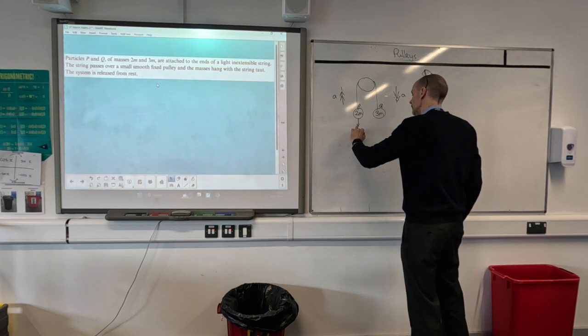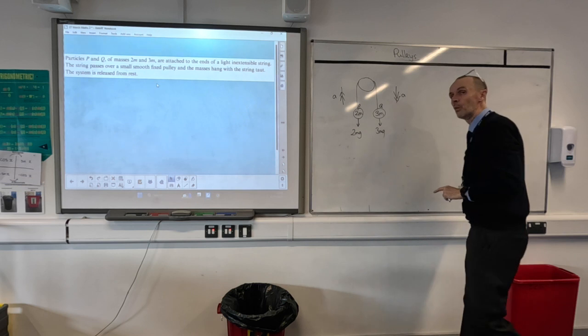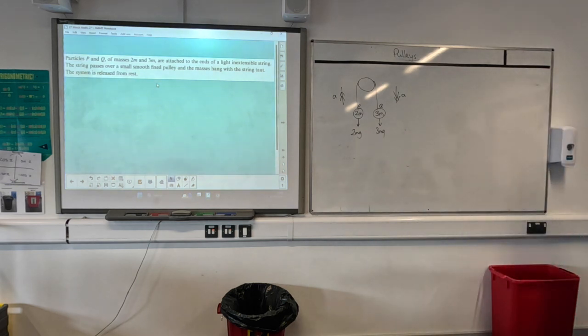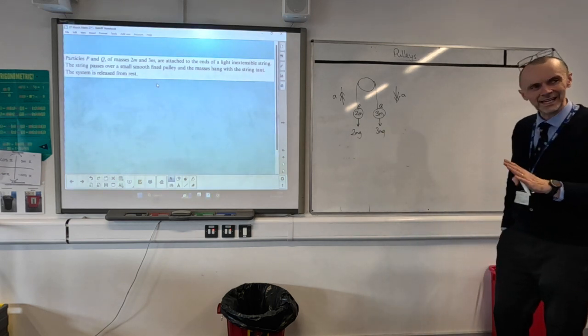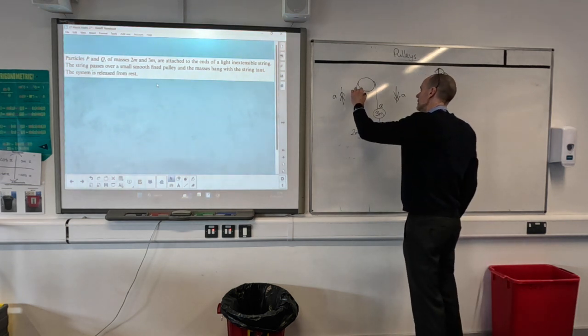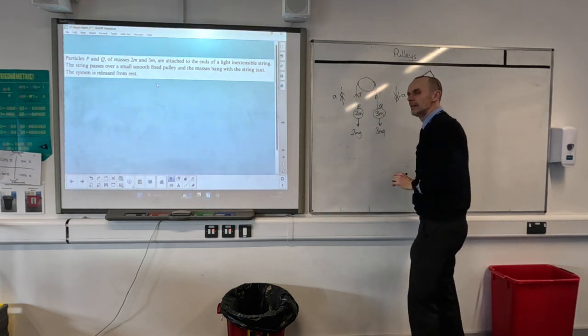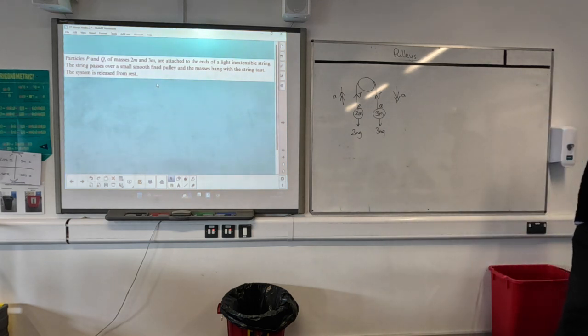The forces involved, well, both of these have got weights. The M is a pain, but actually it's a pain that disappears fairly soon. That's pulling down, but there's also that string's holding them up. Even Q, which is falling, that string is keeping it from falling faster.